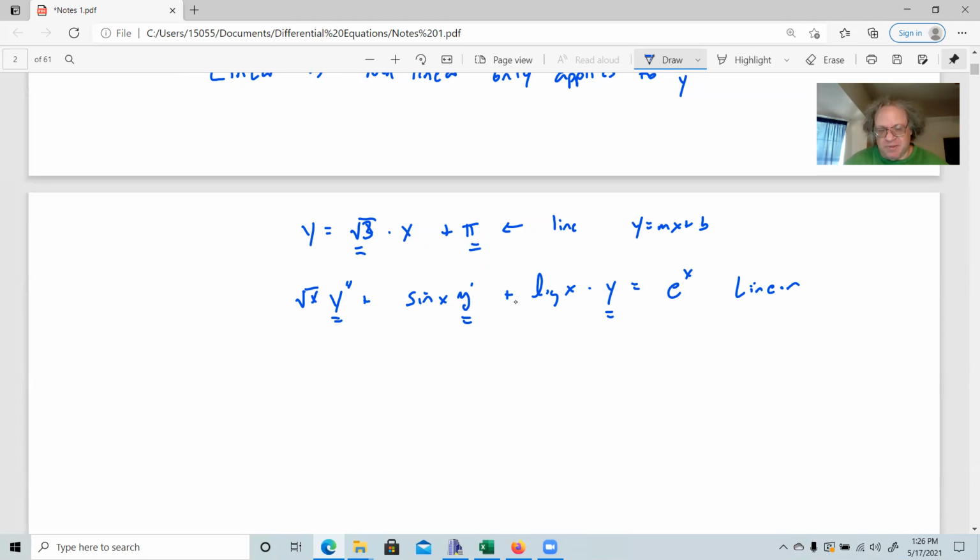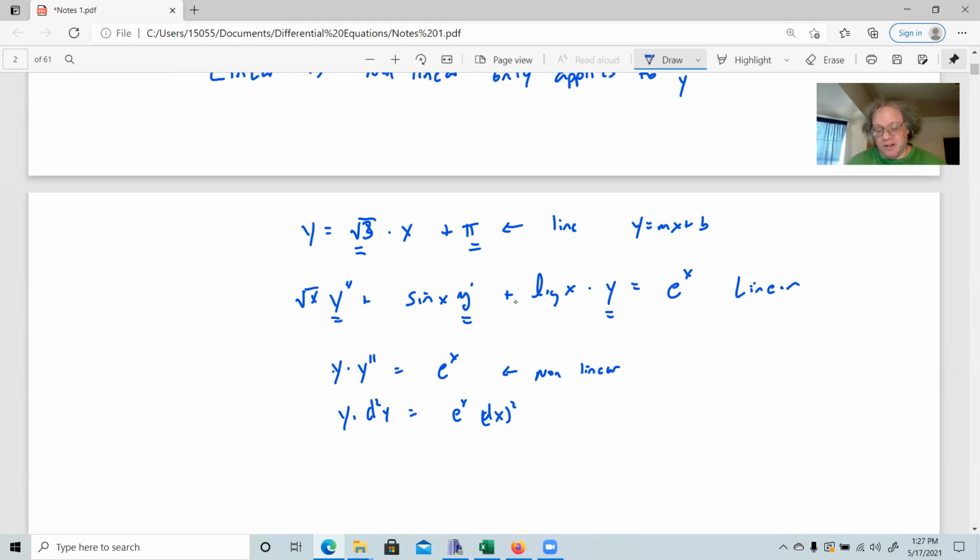But if we did something like y times y double prime is equal to e to the x, even though that's not a terrible equation to solve, this would still be nonlinear. This is just y times d squared y is equal to e to the x dx squared. It's like a calc 1, or calc 2 rather, kind of thing, where you integrate both sides twice, and you'll be able to get an answer here. But it's not linear because there's a y times a y double prime.